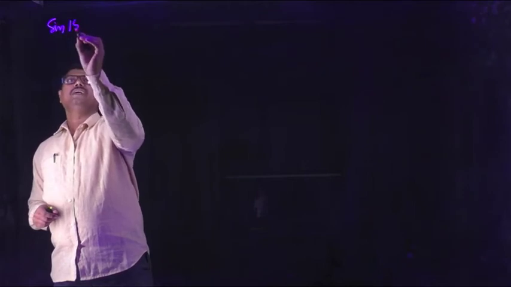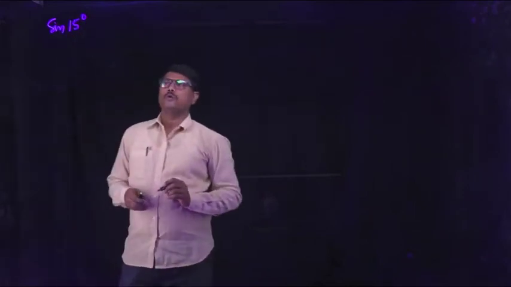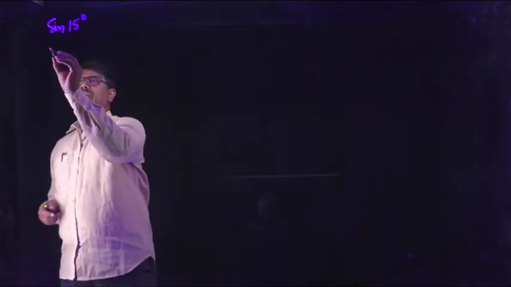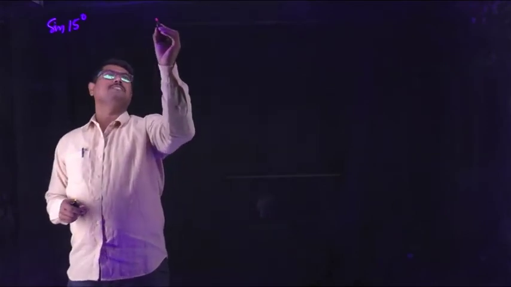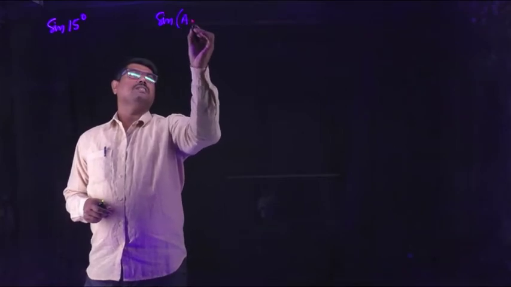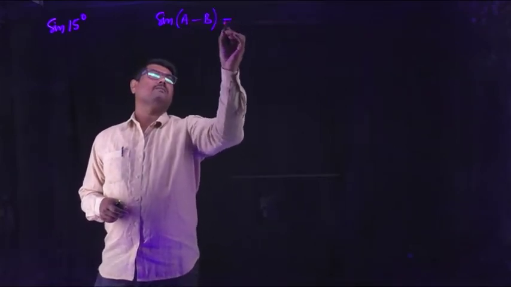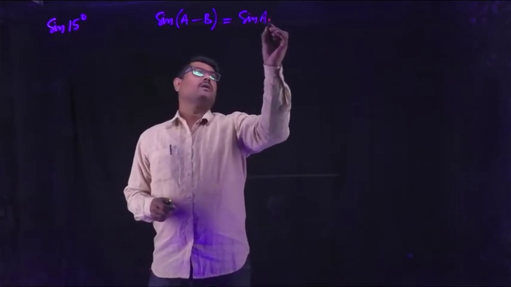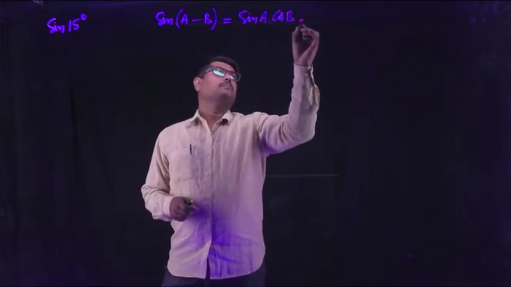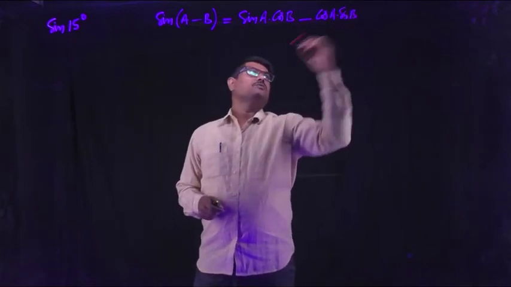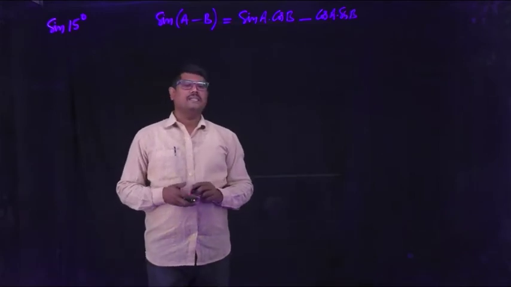Now we are going to find the value of sine 15 degrees. To find it, we have to take the formula of sine A plus B. Sine A minus B actually. What is the formula of sine A minus B? Which is sine A cos B minus cos A sin B. So this is the formula of sine of A minus B.